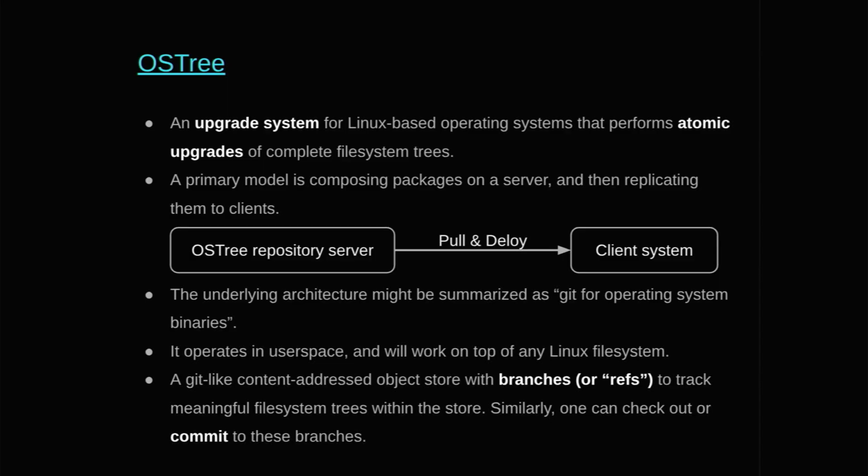And the Git-like content addressed objects are stored with the branch, also known as a reference, to track the meaningful file system trees within the store. Similarly, one can check out or commit to these branches.